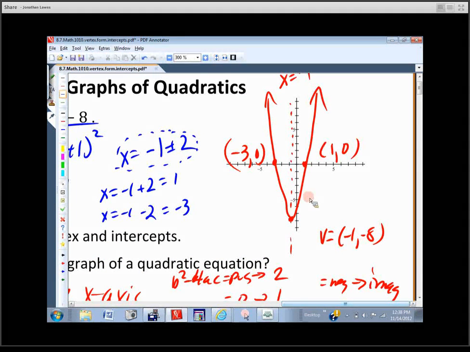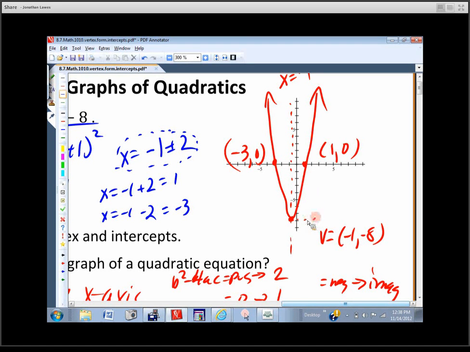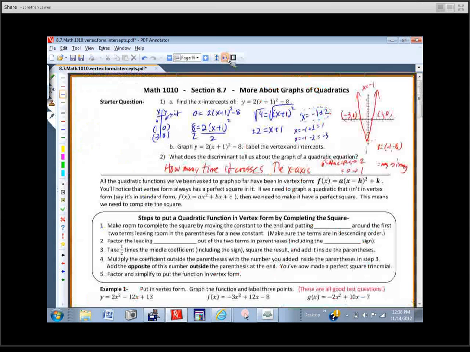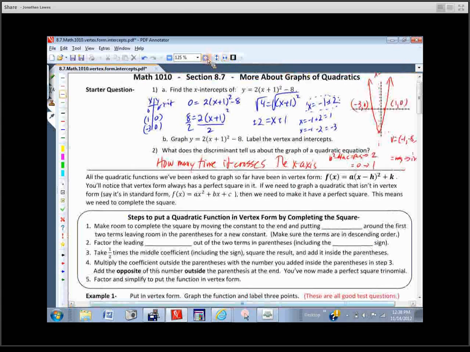So how far up would I go? I'd go up 8. So if I was at -8 and I went up 8, that would put me right here at 1, 0. Because over 2 puts me at +1, up 8 puts me at 0 from the vertex. Remember, everything's from the vertex on that pattern. Any questions? All right, then let's get to what we're going to study today.